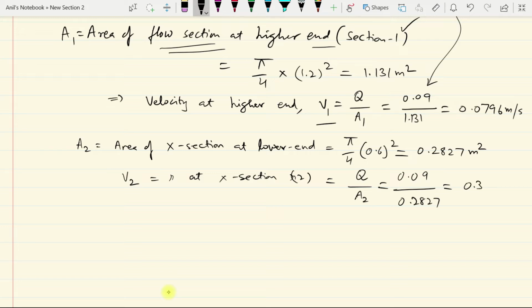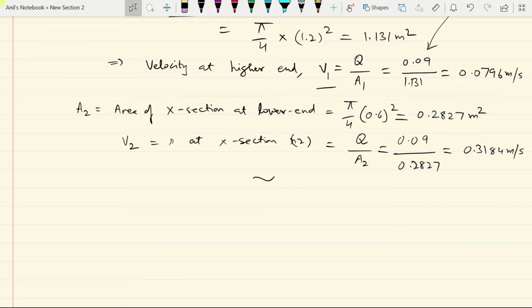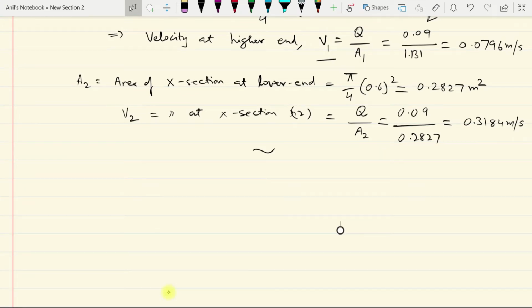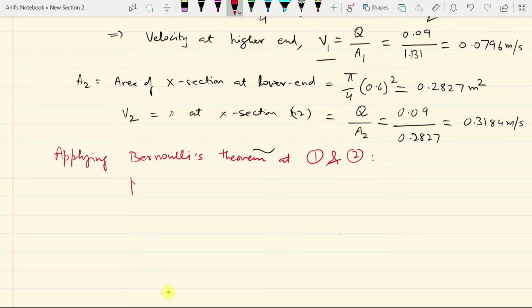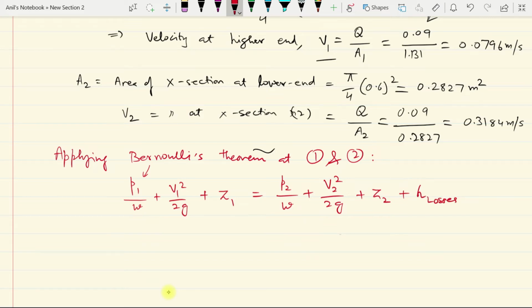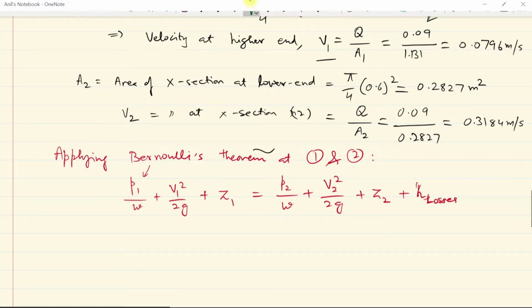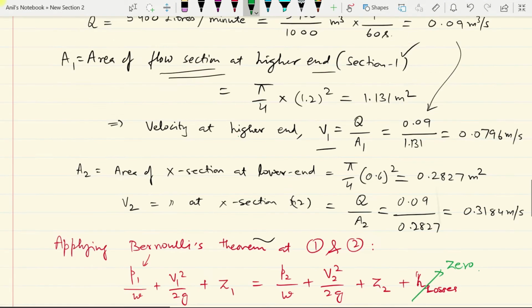We get it as 0.3184 meter per second. So having obtained velocities, we will now apply Bernoulli's theorem at section 1 and 2. So according to this theorem, we can write P1 by w plus V1 square by 2g plus Z1 must be equal to P2 by w plus V2 square by 2g plus Z2. And we generally add losses if there are some losses, but in this case there is no loss. It is given that neglect losses.